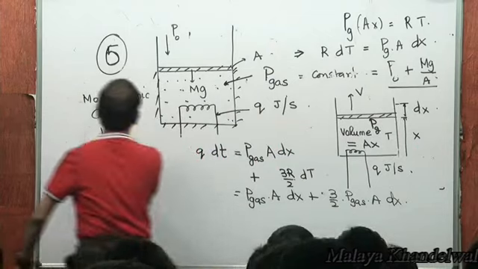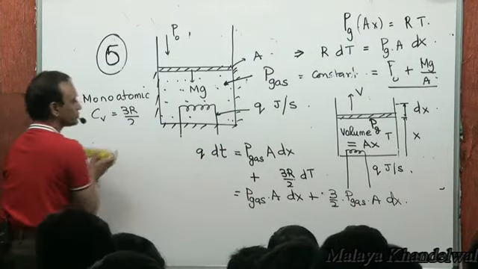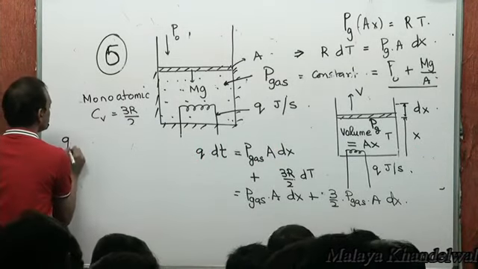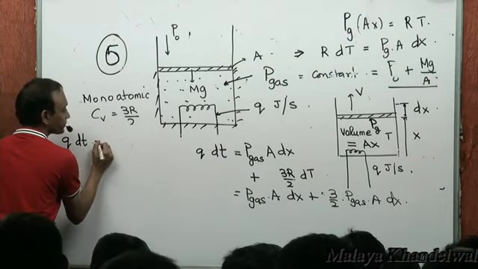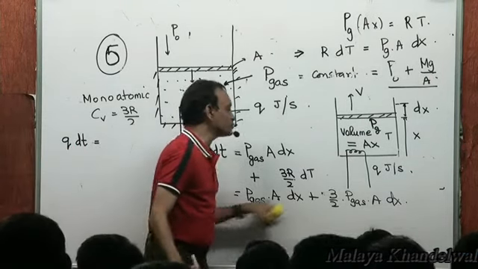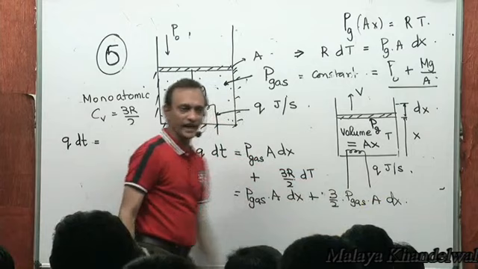Now, which means Q dt, the heat supplied, would be 5 by 2 times the pressure of the gas into A into dx.